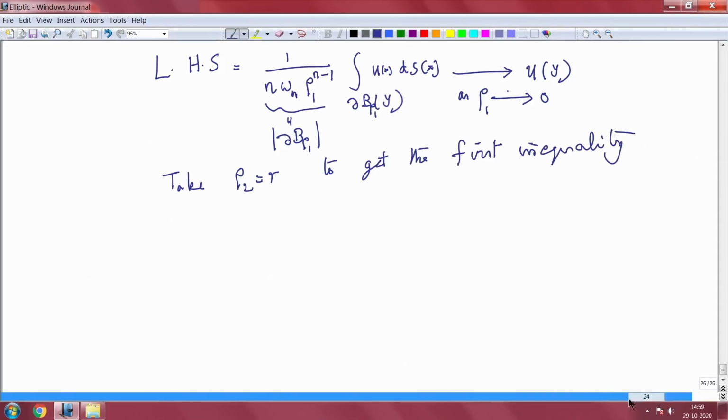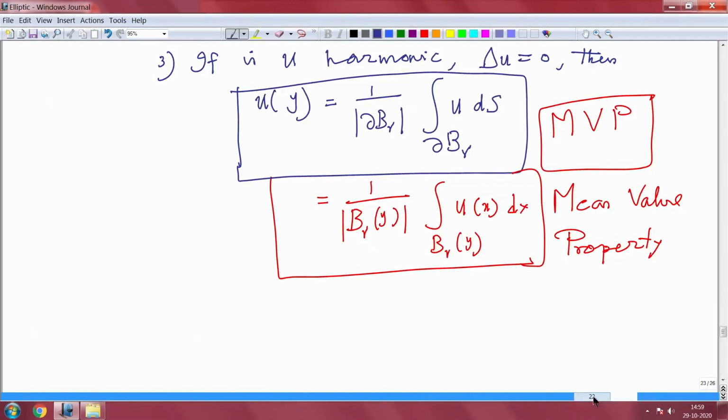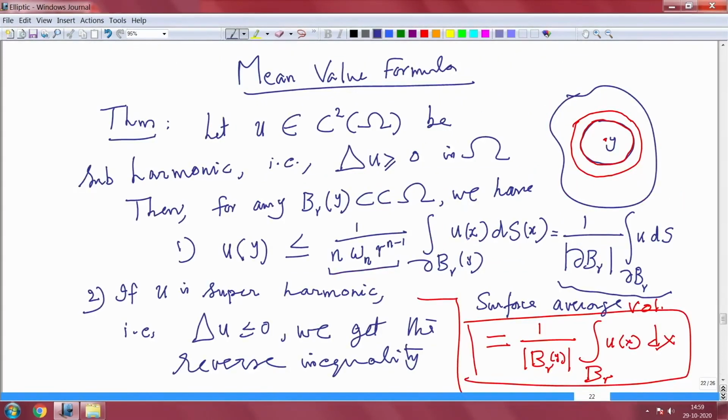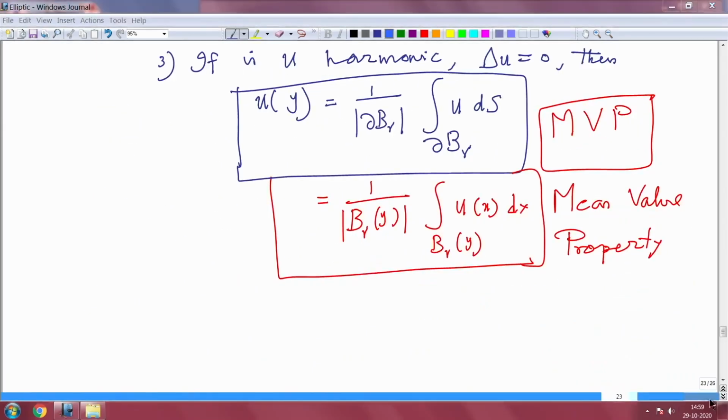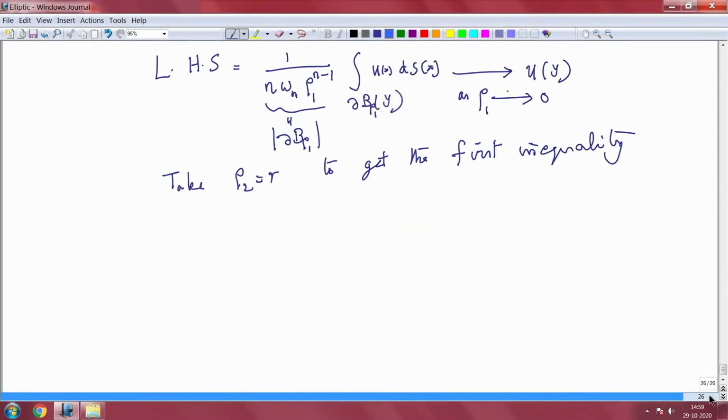Okay, so let me go back to the inequality. Where is the inequality? Yeah, this is the first inequality, you see. Now I want to prove the second inequality. Only I have to prove result 1. The rest of our result is immediate. So we will go to this first inequality.